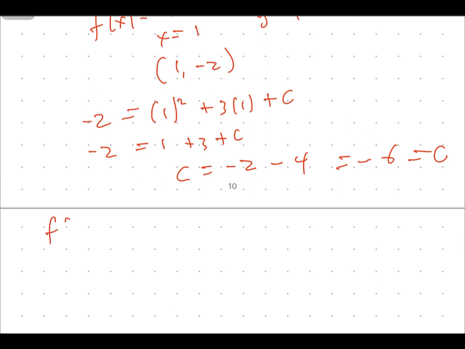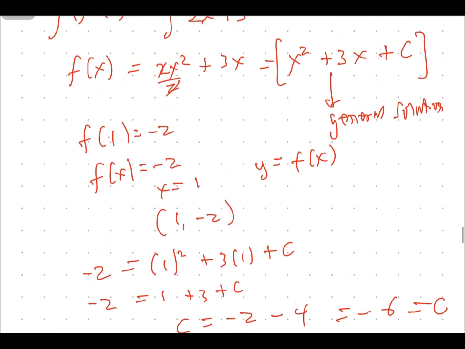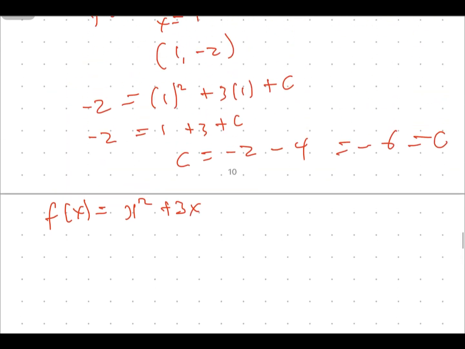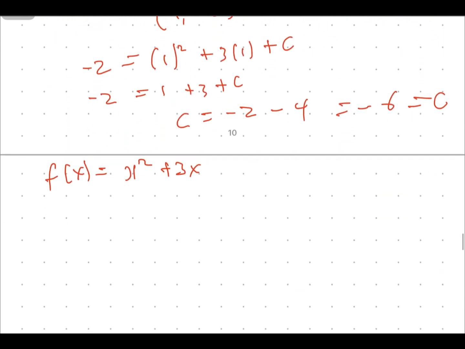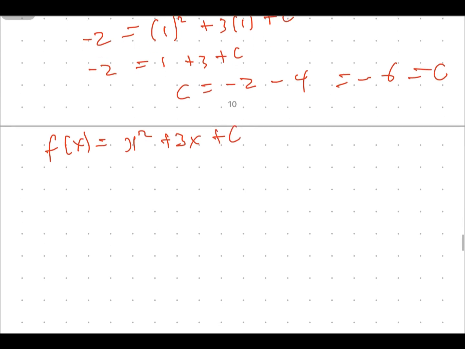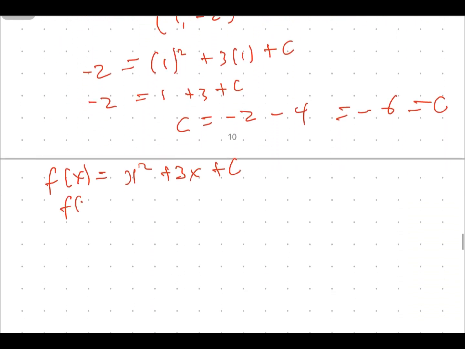And therefore you bring it back to the function f of x equals x squared plus 3x, and then the last one is the c. Our c is negative 6. And if our c is negative 6, that means our f of x equals x squared plus 3x minus 6. So this is the final result.